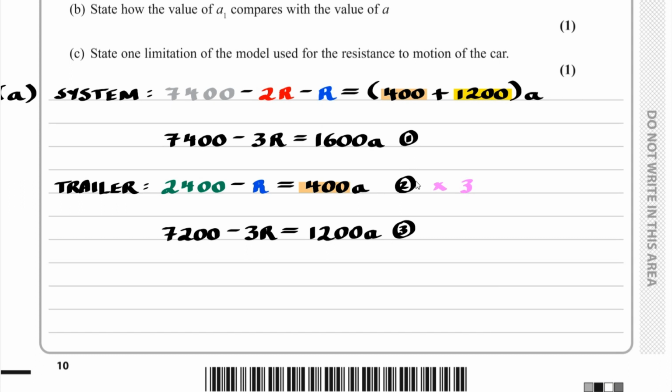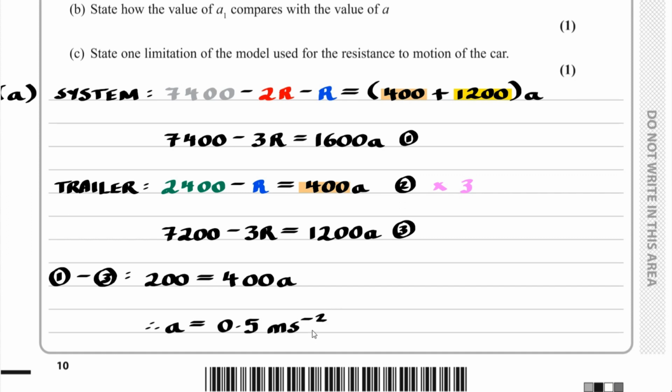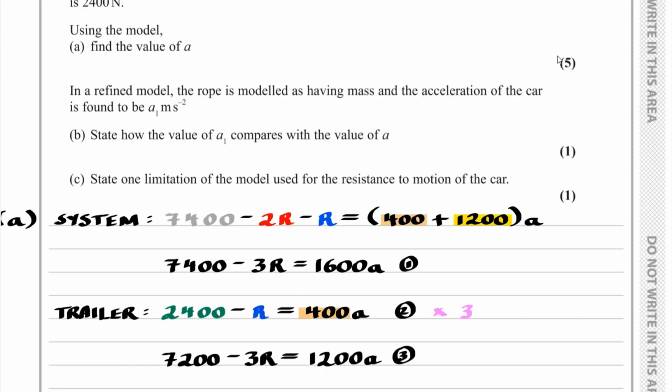So I've got equation 1 and equation 3, and if I do 1 subtract 3, I can eliminate the R's. So 7,400 take away 7,200, that's 200, and 1,600A subtract 1,200A, that's 400A, and if I solve for A it is equal to 0.5 meters per second squared.